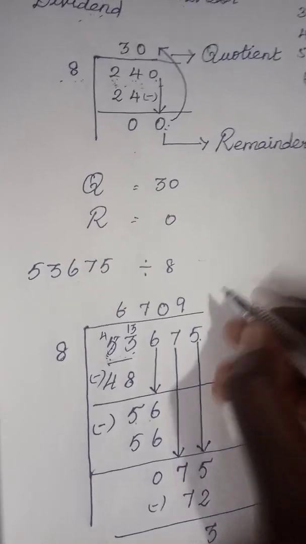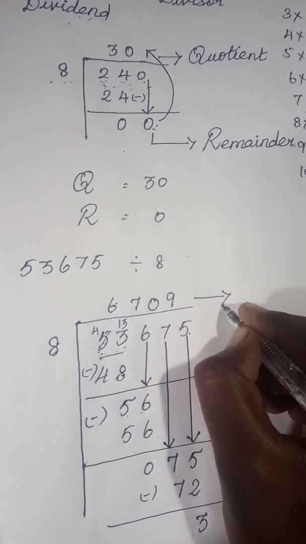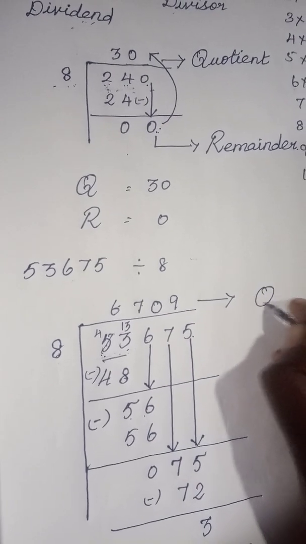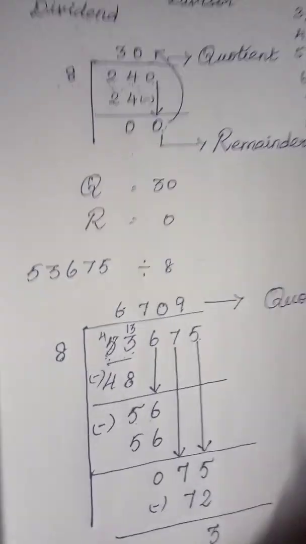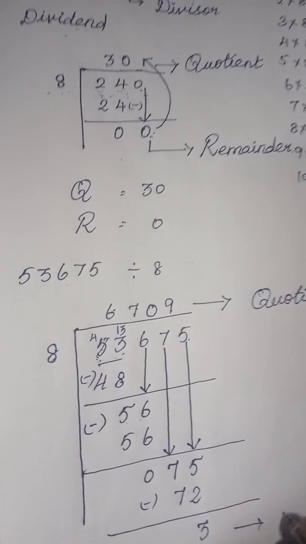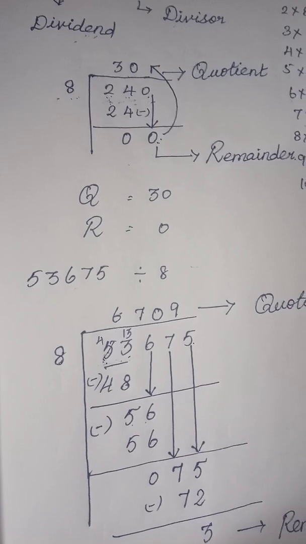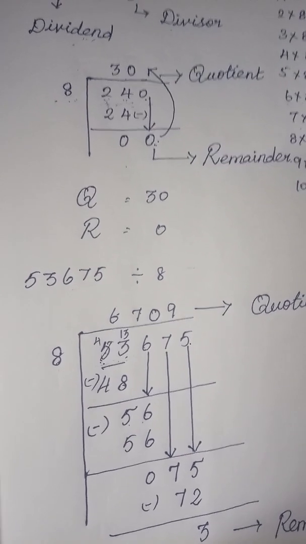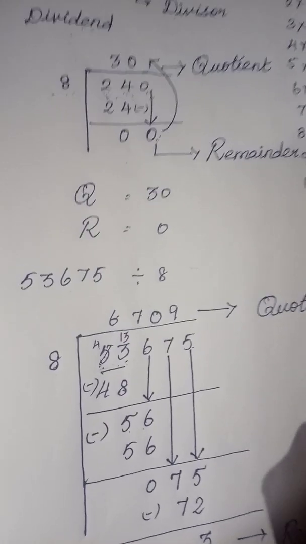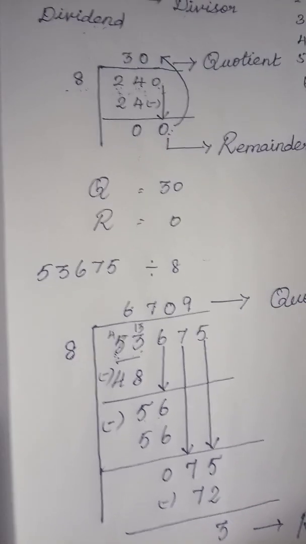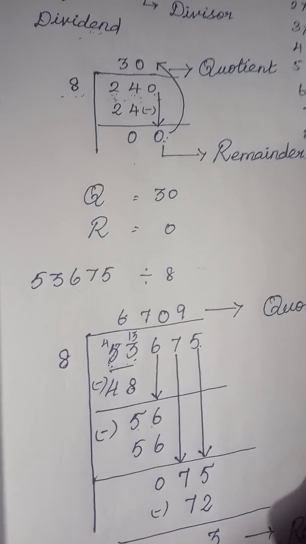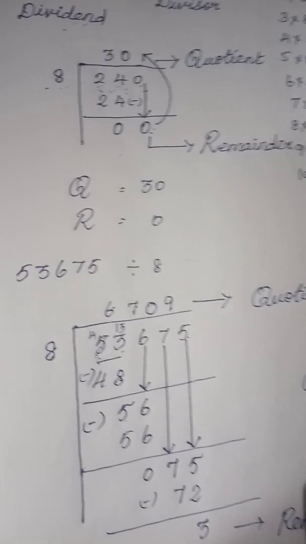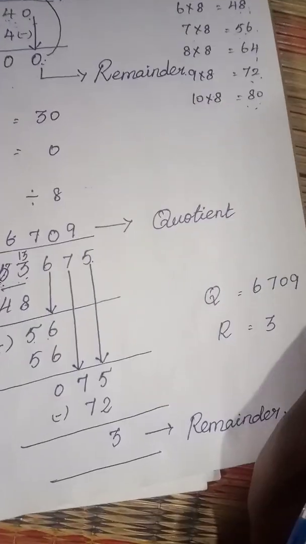Very good. Already I told you what the top is called: the quotient. And the balance is called the remainder. So after completing this sum, you write Q is equal to 6709 and R is equal to 3. Did you understand, my dear students?